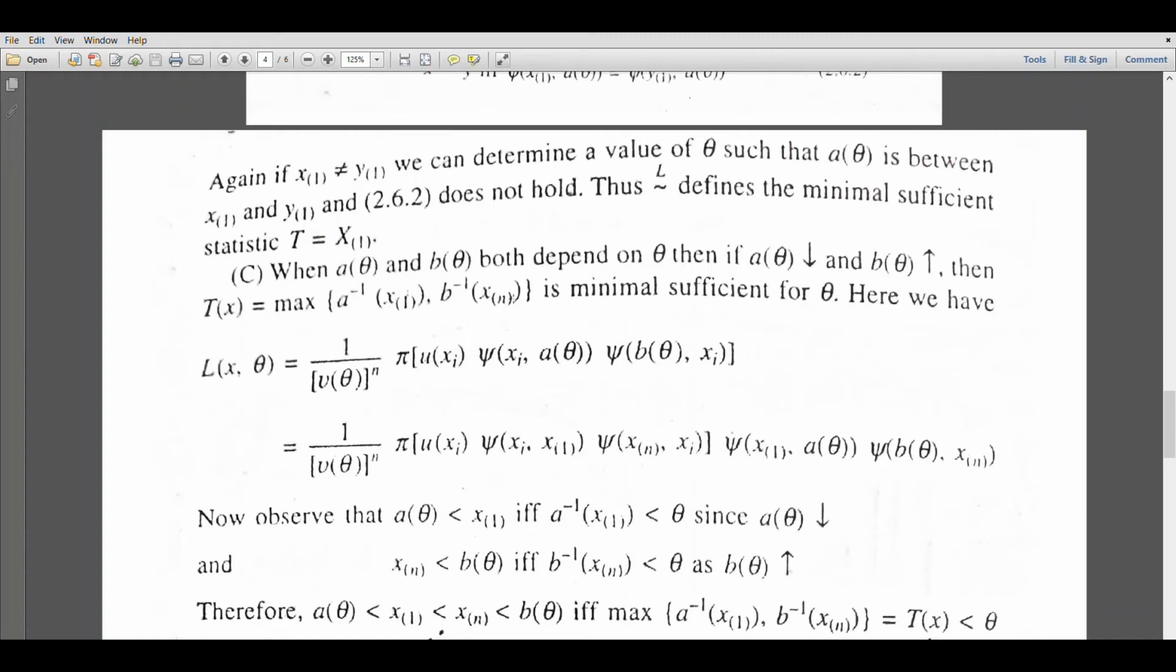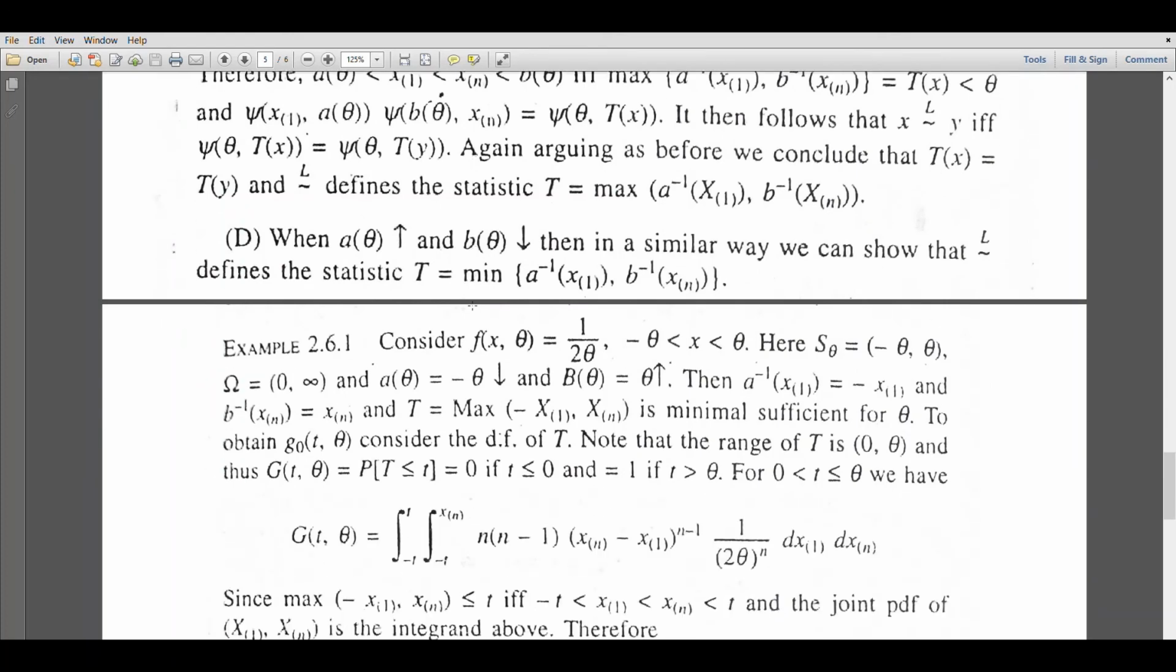inverse of xn. Okay, so if we are considering U, that is the uniform distribution over minus theta comma theta, and the question is to find the minimal sufficient statistic for theta. Here a of theta equals minus theta, b of theta equals theta. Okay, so a inverse of x1 will be minus x1 and b inverse of xn will be xn.